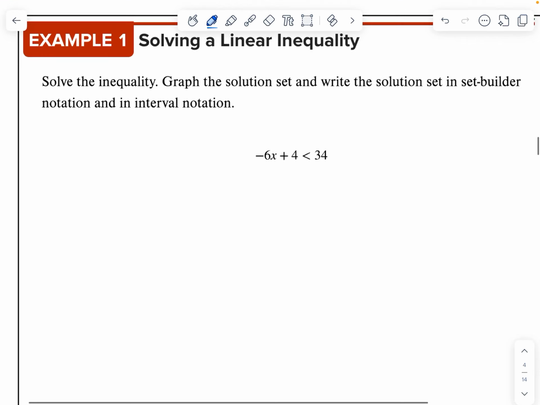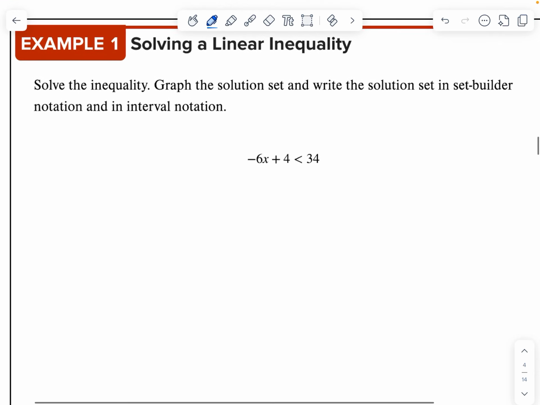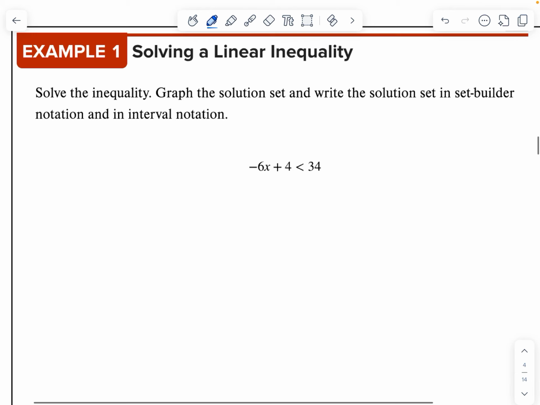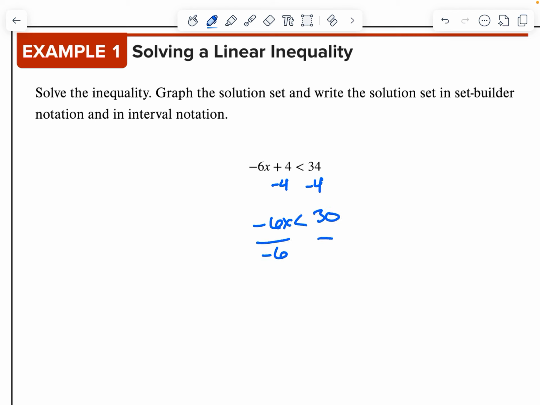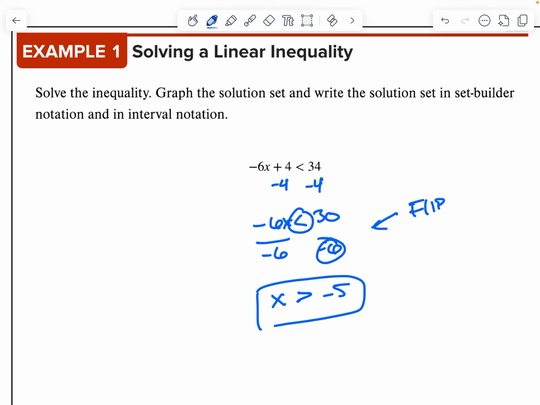To solve an inequality, we solve it just like an equation. There's only a couple of caveats, and we're going to see one of those caveats in this equation right here. So to solve this, we would subtract 4. We'd have negative 6x less than 30, and then we would divide by negative 6. And here's our first caveat. If you multiply or divide by a negative number, you have to flip your inequality sign. So whenever I divide x, I have to flip it anytime you multiply or divide by a negative number.